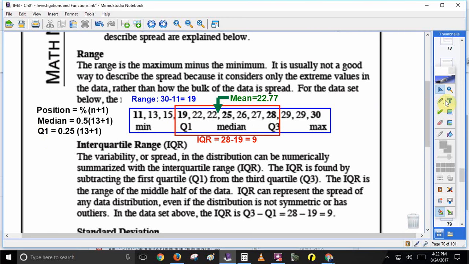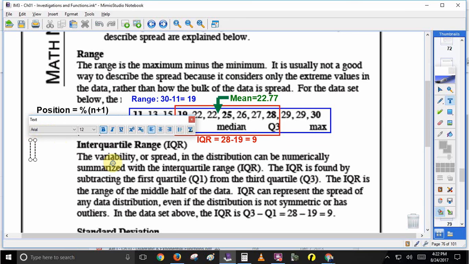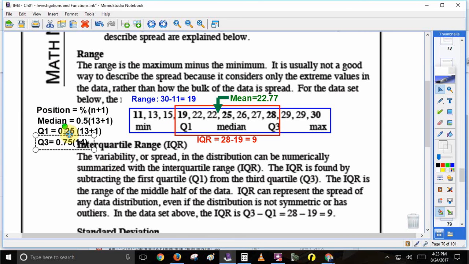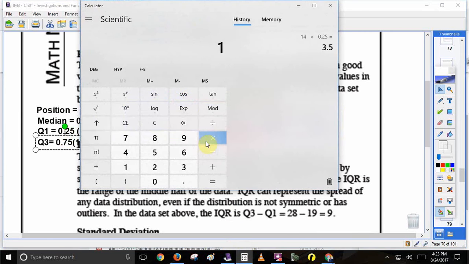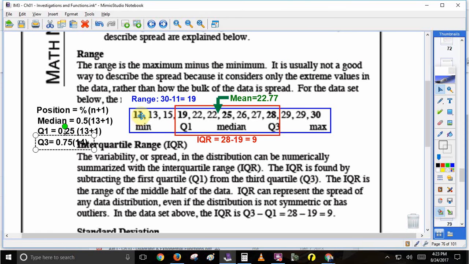To find the Q3, the third quartile is going to be at the 75th percentile, so we say 0.75 times 14, or 13 plus 1. And we'll pop up our calculator, and we'll say 14 times 0.75, and we get 10.5. So again, we could either average the 10th and 11th place or just round that up to the 11th place. So let's see what we got here. 1, 2, 3, 4, 5, 6, 7, 8, 9, 10, 11.